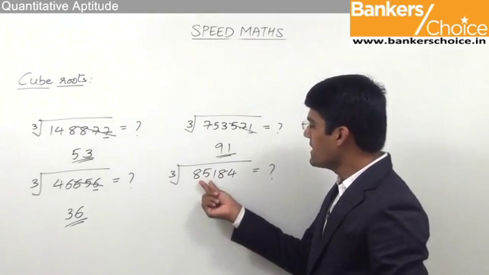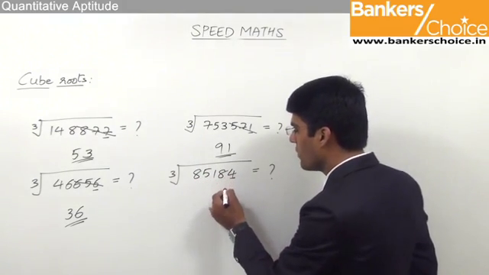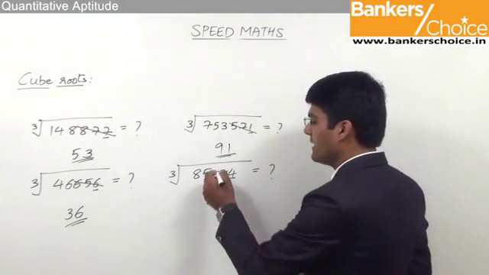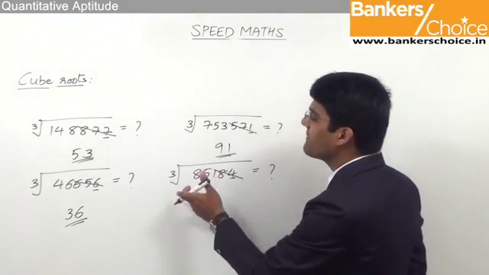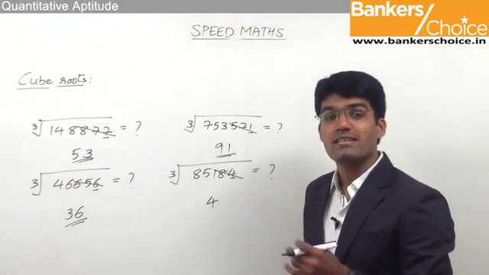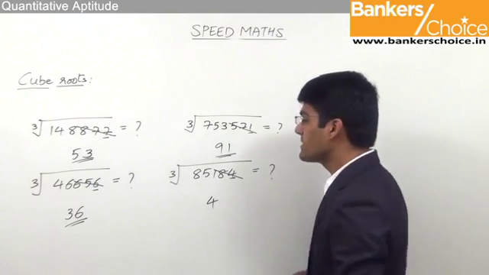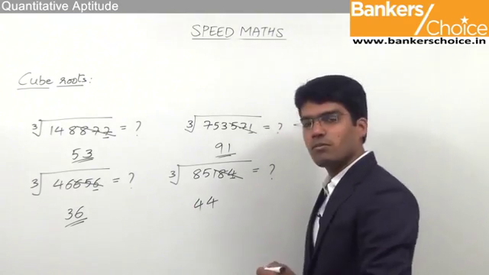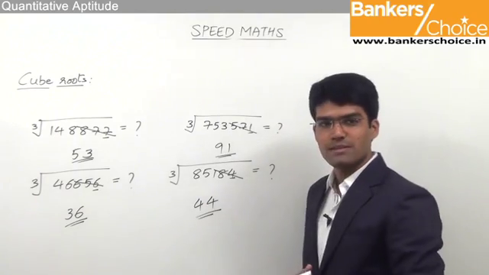And the last one here is 85184. When a number ends with 4, cube root ends with 4. Leaving the last 3 digits, less than 85 and a perfect cube is 64. 64 is 4 cube. So here the tens place will be 4. So 44 is the answer for the last one.